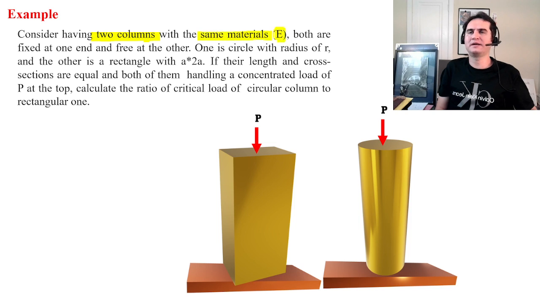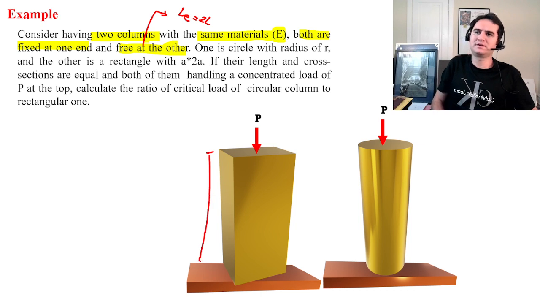So the elasticity modulus is identical. Both are fixed at one end and free at the other, so the effective length for both of them is L_E equal to 2L, if the original length of both of them is L. One is circular with a radius of R, and the other is a rectangle with sides A times 2A.